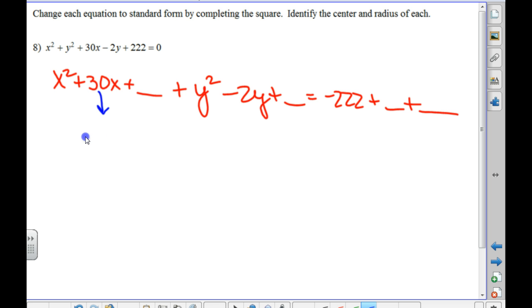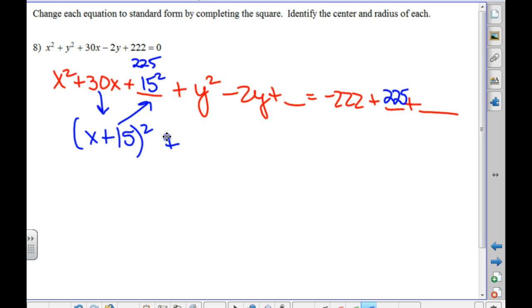What do we do with the 30? We divide it. Cut it in half. And then to make it equal, we have to square it. 15 squared is 225. And if we put it on one side, we have to put it on the other side, right? Okay. So what will the y's be? Y minus, we take half, which is 1, and then square it.